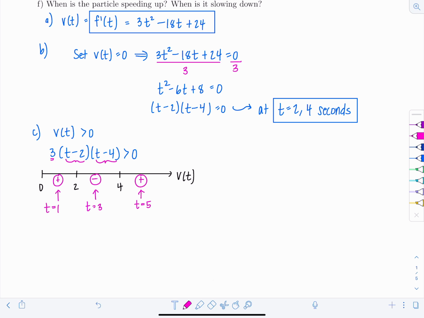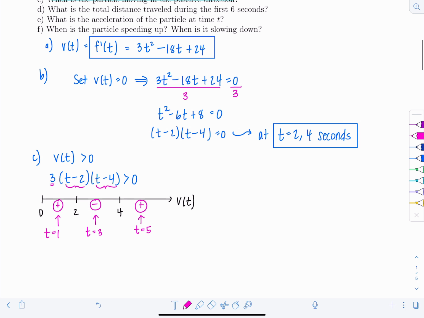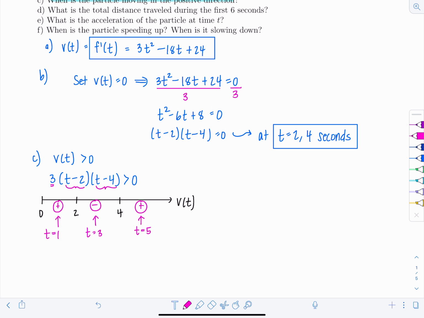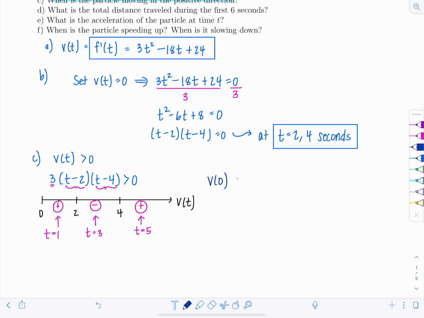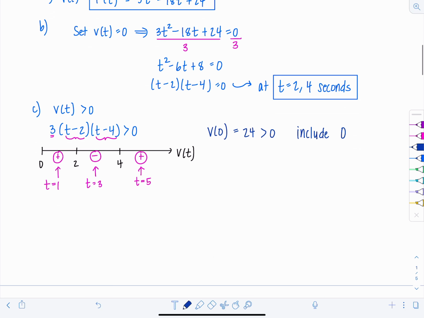So when is the particle moving in the positive direction? Well, let's see here. v of t is greater than 0 from 0 to 2 and from 4 to infinity. Now, do I actually include 0? Well, let's check. v of 0, if I plug it in, is equal to 24, which is greater than 0. So we do include 0 on the interval. So I'm going to say it's moving in the positive direction from 0 up until 2. I'm not including 2 because the velocity is 0 at 2. Union 4 to infinity.